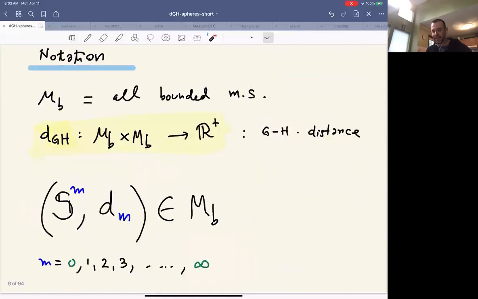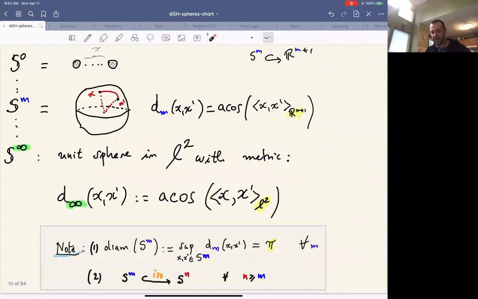Just to start setting up some notation, let me say that MB is going to denote the collection of all bounded metric spaces, and DGH will denote the Gromov-Hausdorff distance, and S^m is going to denote each sphere with dimension 0, 1, 2, 3, etc., including infinity. Let me explain the conventions that I make regarding spheres. S^0 as a metric space will be the 2-point metric space where the 2 points are at distance pi.